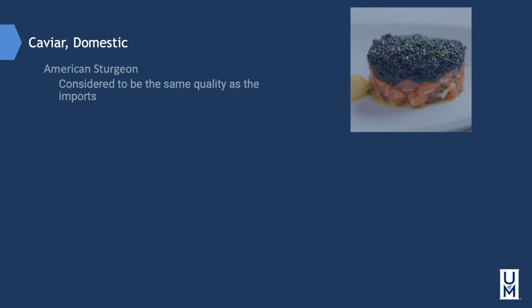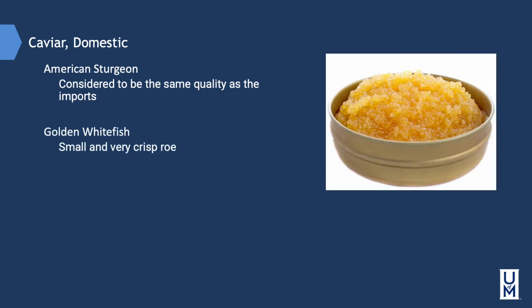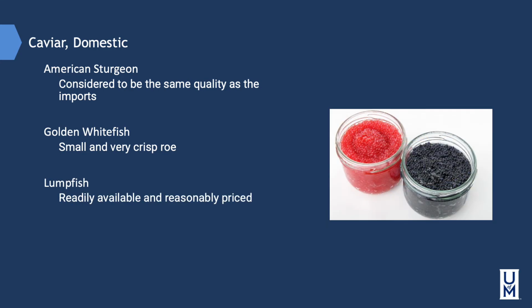For domestic caviar, the American sturgeon caviar is considered to be the same quality as its imports. Golden whitefish is small and very crisp roe and has a unique color to it. Lumpfish is readily available and reasonably priced.